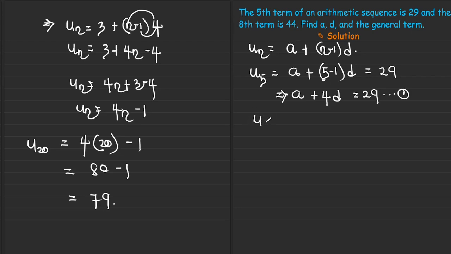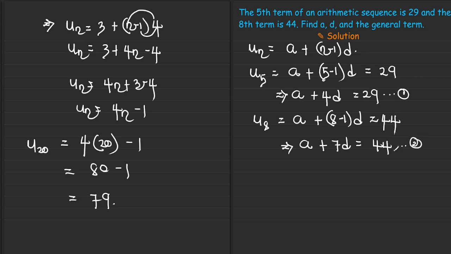So the eighth term, using the same general formula, it says A plus, this time around our 8 is the n. So 8 minus 1, and then D. Simplifying, we know it gives us 44, so we say it's equal to 44. It simply implies that our A plus 8 minus 1 gives us a 7. So 7D is equal to what? 44. We can name this as equation 1.